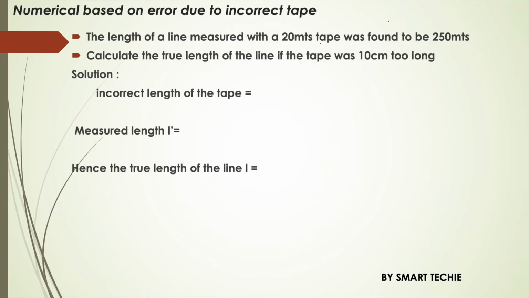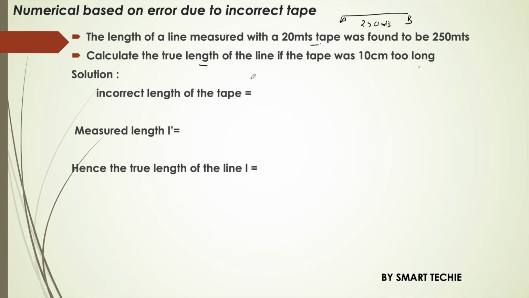We'll solve numericals based on error due to incorrect tape. So the first example here: the length of the line measured with a 20 meter tape was found to be 250 meters. Calculate the true length of the line if the tape was 10 centimeters too long. So what they have told here is, the length of the line, for example AB, is measured with a 20-meter tape, which is the designated length of the tape, and was found to be 250 meters. Then they said to calculate the true length of the line if the tape was 10 centimeters too long.